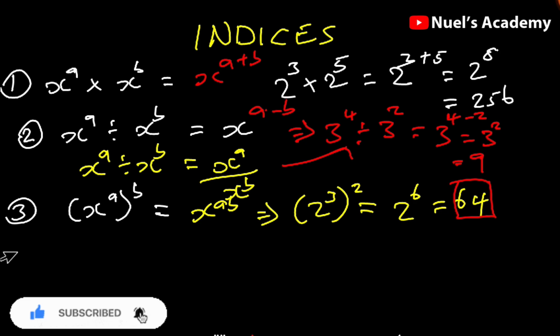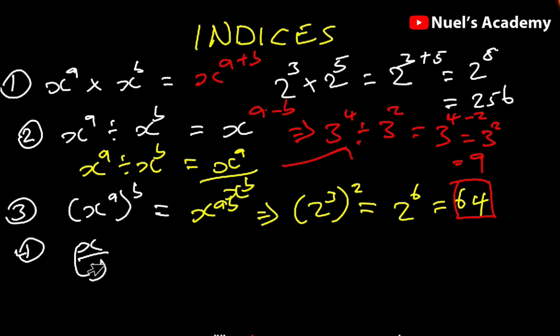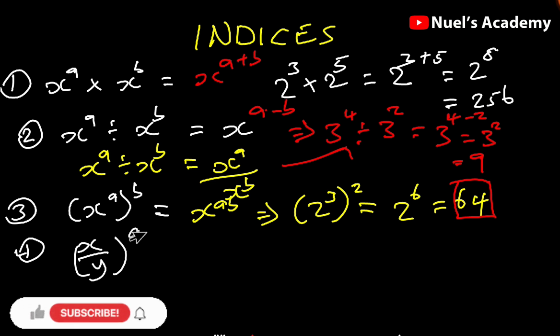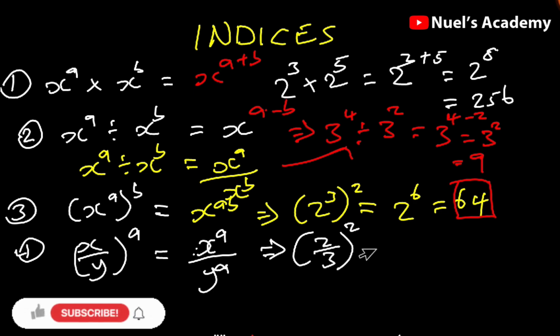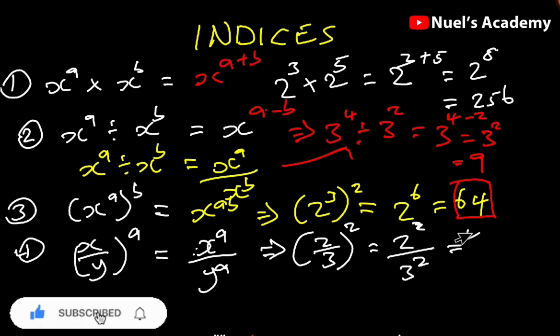The next one we have is x over y, all to the power of a. This is equal to x to the power of a over y to the power of a. For example, if you have 2 over 3, all to the power of 2, this can be written as 2 to the power of 2 over 3 to the power of 2. So this is equal to 4 over 9. So this is the example for this one.